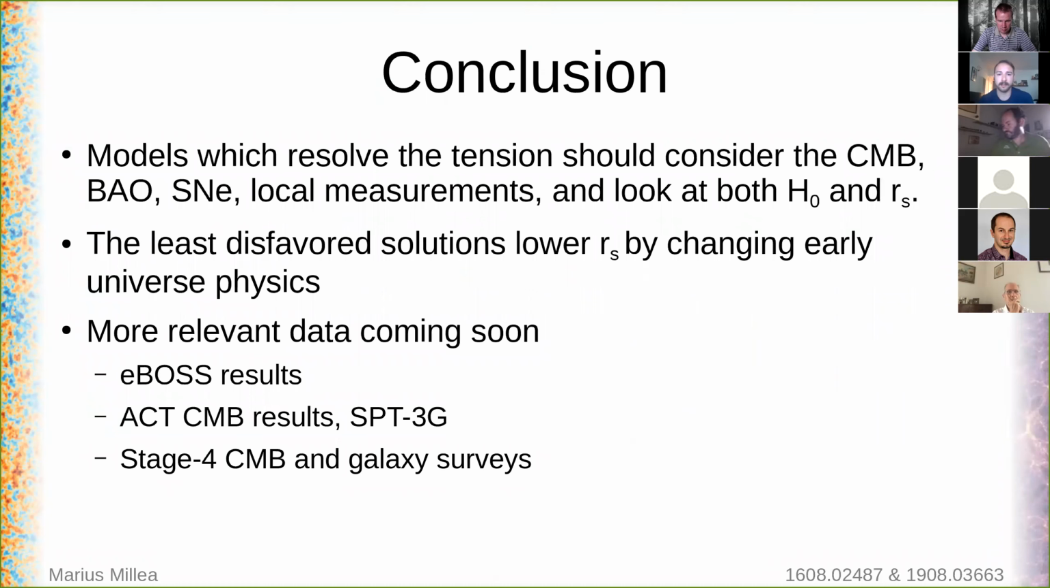The tension is sort of inherent in all of these, and if you just pick 2 out of 3 or something, there's many examples of models that work, but that don't work when you consider all of them. And also to say that there's a bunch more relevant data coming soon, things from eBOSS, better BAO, better CMB measurements from the Atacama Cosmology Telescope, SPT-3G, and eventually Stage 4 CMB and galaxy surveys that should shed more light on this whole issue.